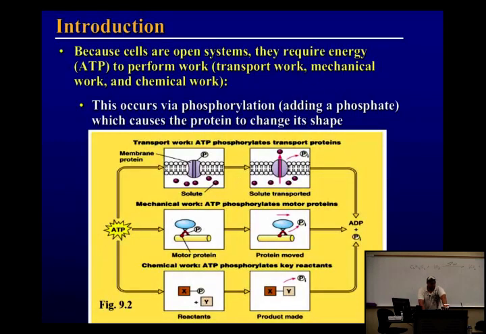Sodium potassium pump, excellent. Remember we added the phosphate, it changed the shape and allowed it to go against the gradient. So this is high concentration to low, right? Which would be, that's drawn wrong. I'm gonna have to write them. It should be low to high because we need it to pump. And then mechanical work. So add a phosphate to motor proteins and you can get your muscles to move.